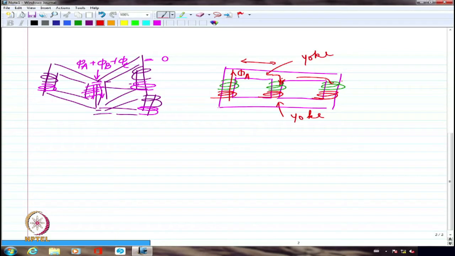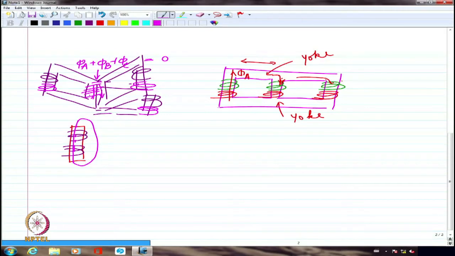See, if I just have one leg like this, I hope you understand his question. What he is asking is if I just have, so if I am going to have one limb like this with A phase primary, A phase secondary, I am going to have essentially the flux going like this. It has to complete itself through what? Air. There is no other way. And I don't want high reluctance of the air path. That's the reason why I am trying to do this. Right?